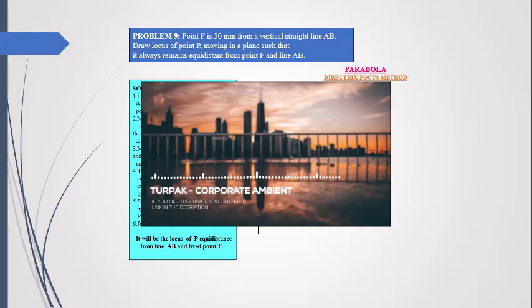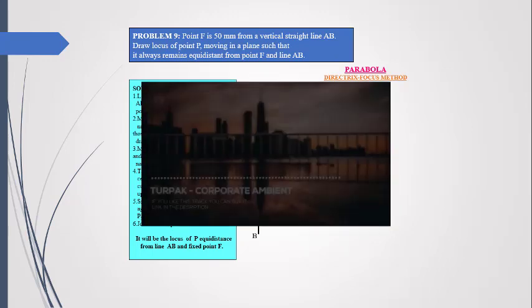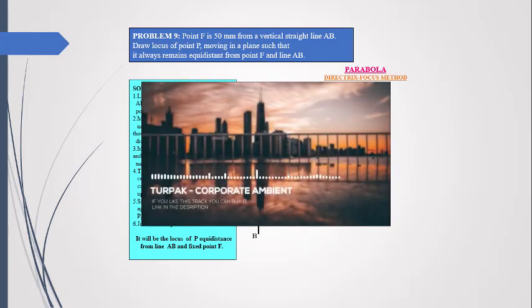Draw a vertical straight line, that is the directrix AB, and here there will be a focus, a fixed point, and the eccentricity value will be 1. If the eccentricity value is 1, then the distance between VF and VA will always be equal. So therefore we are receiving the same eccentricity value, that is 1.